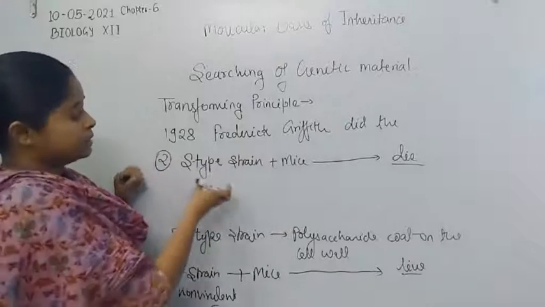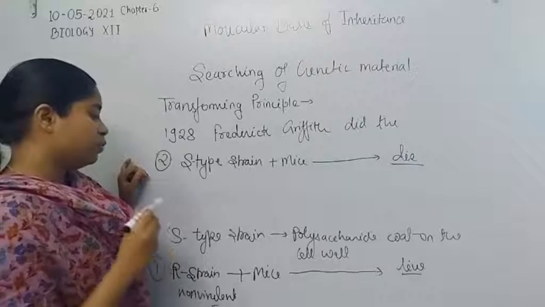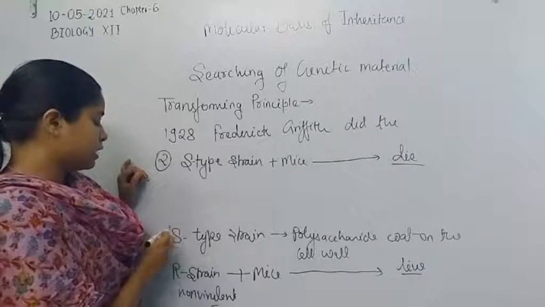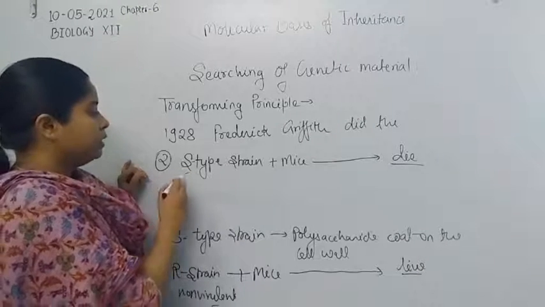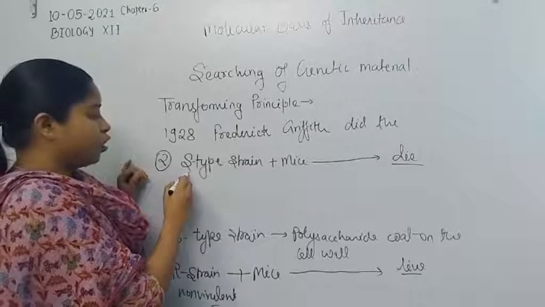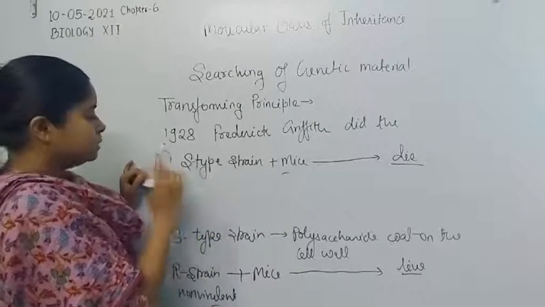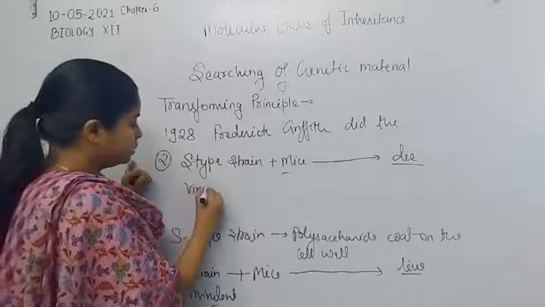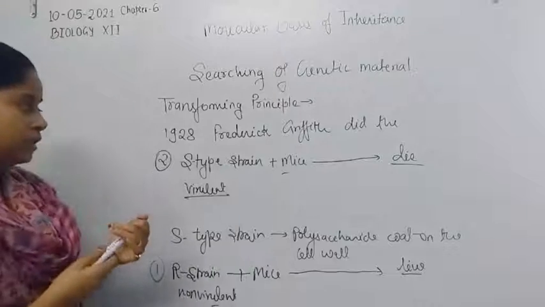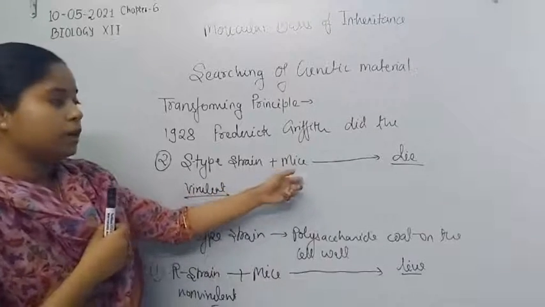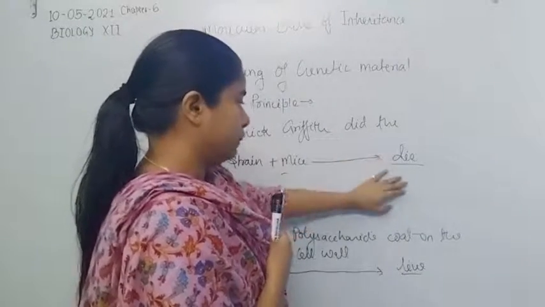Now he considered that the mucopolysaccharide which is synthesized by this type of bacteria actually caused the death of these mice. So they consider this type of bacteria as a virulent type of bacteria, because they are highly dangerous and cause disease, pneumonia, in the mice, and that's why the mice die.